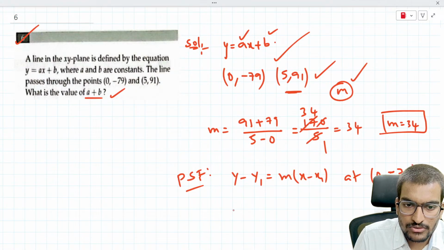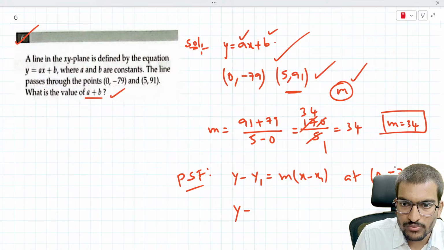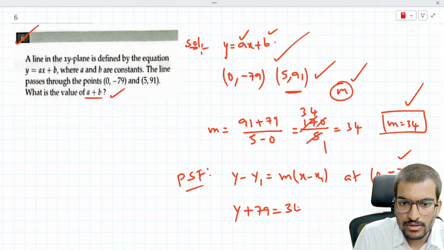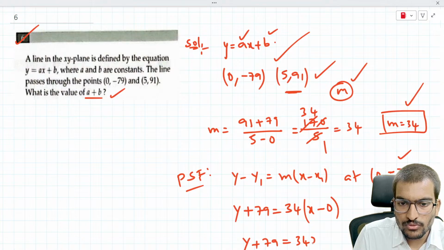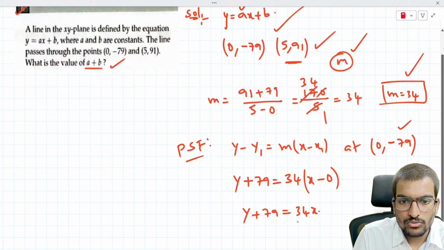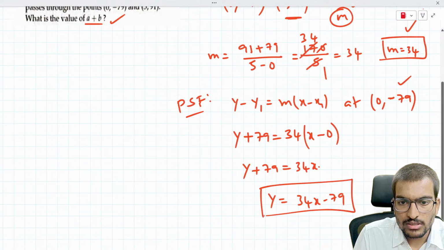And I have my slope. I take y minus y1, which is y minus negative 79, so y plus 79. m is 34, and x minus 0, which is x itself. So what do I get? y plus 79 equals 34x. So y equals 34x minus 79. So I got this equation.